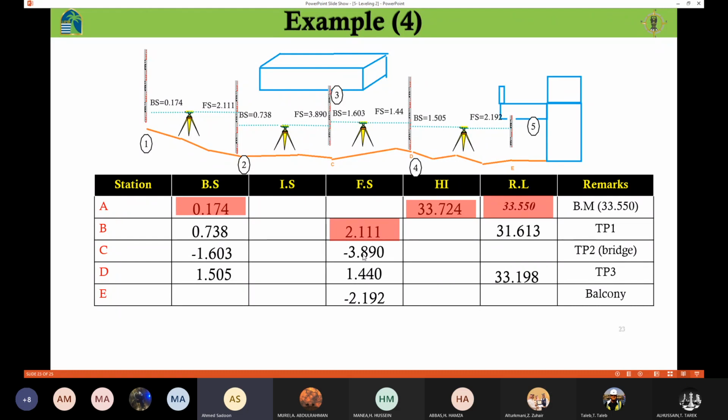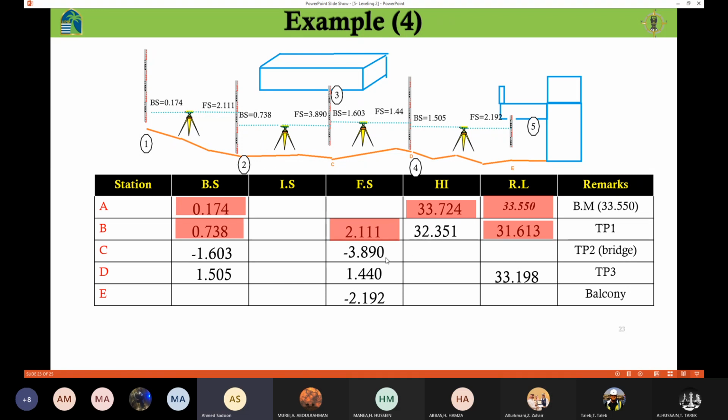Now we are going to start a new position, which means that I need to determine the height of instrument again. This time, the height of instrument is going to be the reduced level for point B plus the backsight. So this value plus that value. So here we have the height of instrument for position 2.